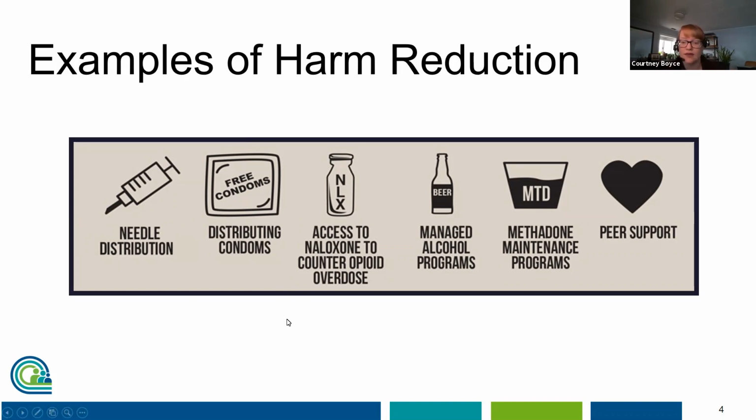Another example when we're talking about managed use is distributing condoms. So we're addressing that this minimizes the harms associated with unprotected sex, and that includes STI, HIV transmission, or unwanted pregnancy. And it also includes access to Naloxone to counter opioid overdose. We're going to talk a little bit about what Naloxone is, but that's a major component of it as well.